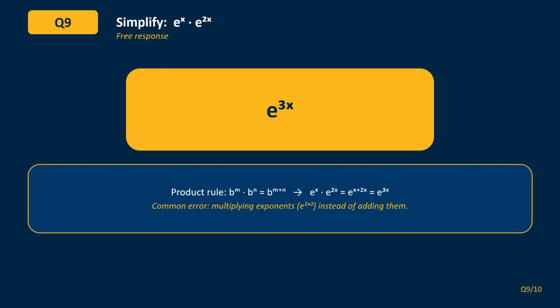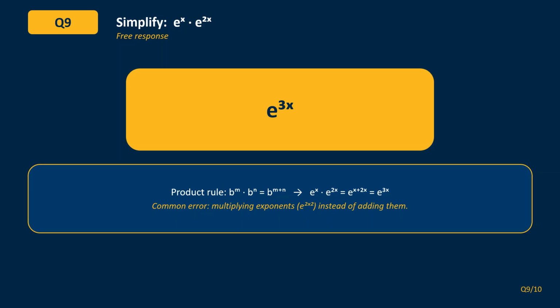This follows from the product rule of exponents, which states that when multiplying expressions with the same base, one adds the exponents. b to the m times b to the n equals b to the quantity m plus n. Applying this rule with base e, we obtain e to the x times e to the 2x equals e to the quantity x plus 2x, which equals e to the 3x. This is a direct application of the exponent laws established in week 14, now applied with the natural base e.